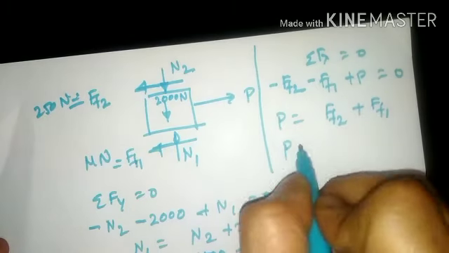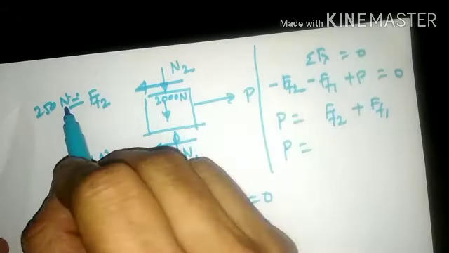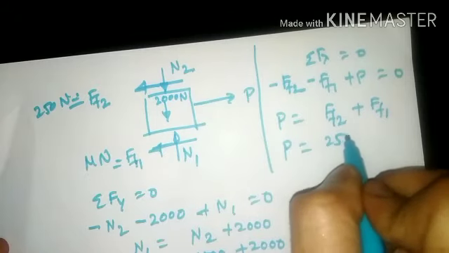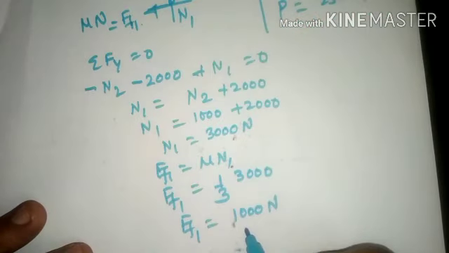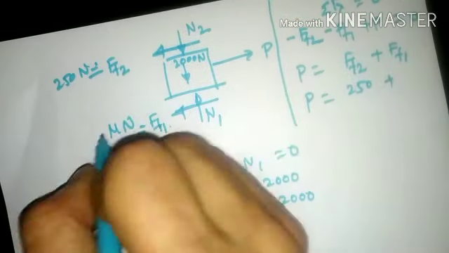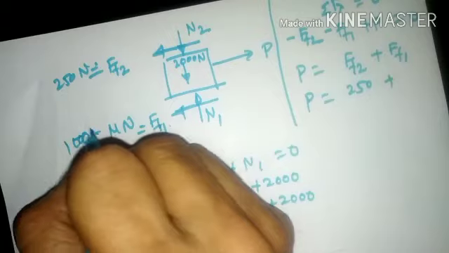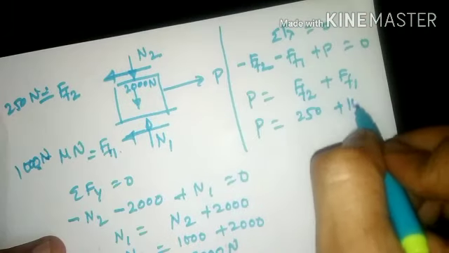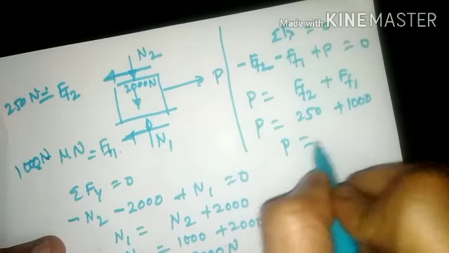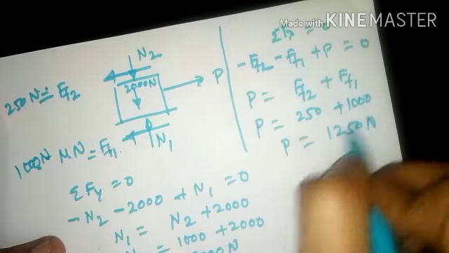So P will be equal to F2, whose value is 250, plus F1, whose value is 1000 Newton. So plus 1000 Newton. So the P value will come out to 1250 Newton.